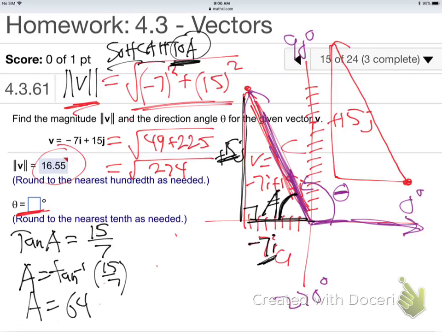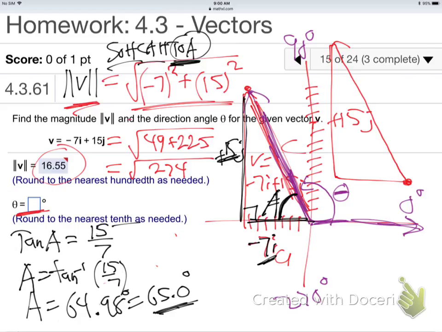I don't know how many places they want rounded. Oh, nearest tenth. So it's going to, 64.98, yeah, that rounds to 65.0 degrees, doesn't it? Everybody good with that? Rounded to the nearest tenth. So 65 degrees. So that angle is 65 degrees.